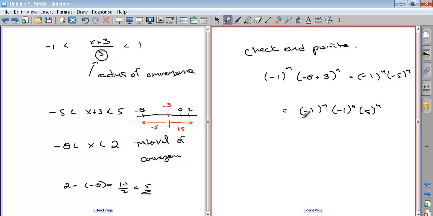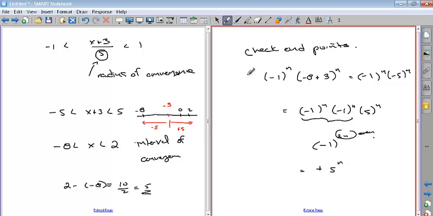And then looking at these two together, you can add the exponents, you get -1 to the 2n. Well, that's even. So since an even exponent always gives you positive, these two terms come down to -1 to the even power, which is going to be positive, and so you just have positive 5 to the n.